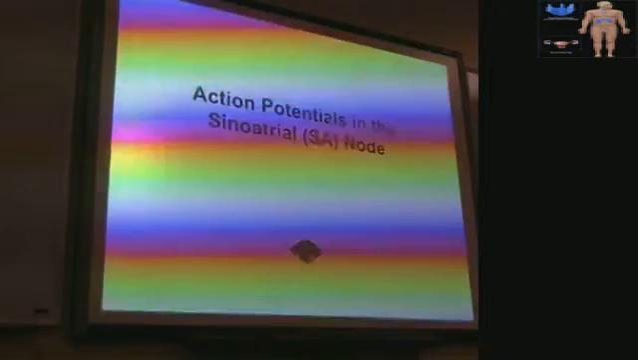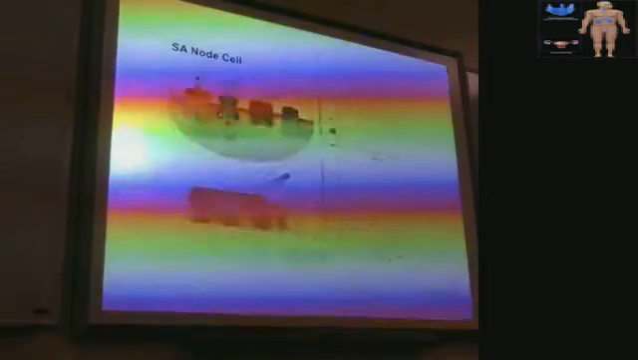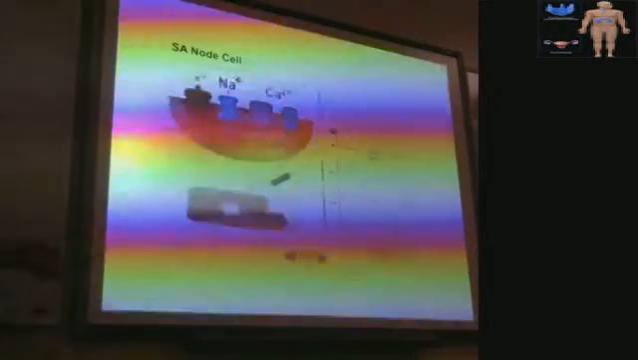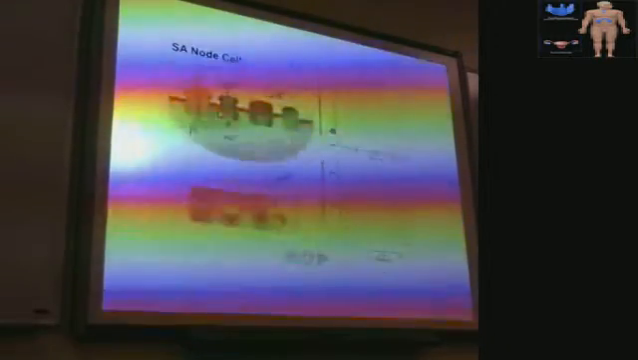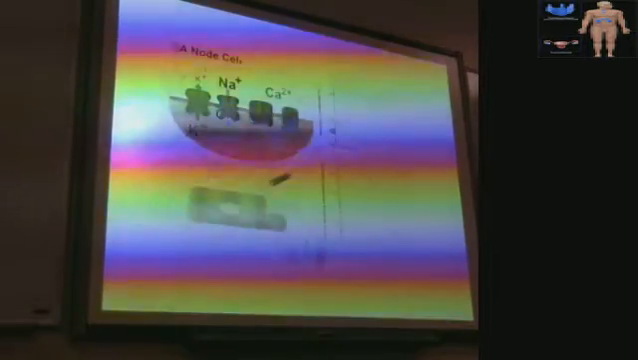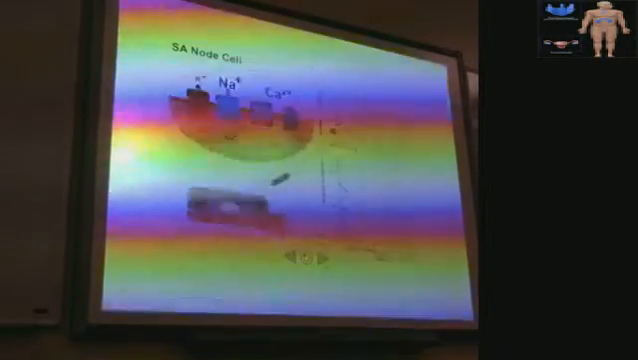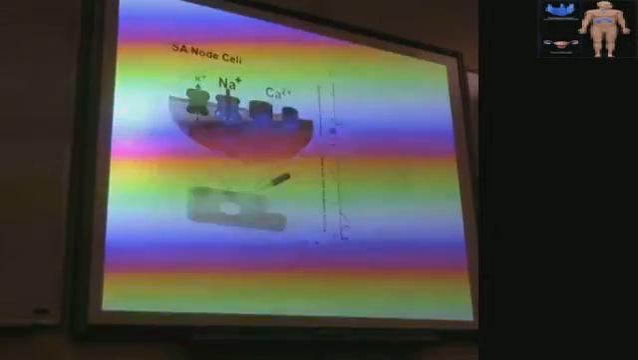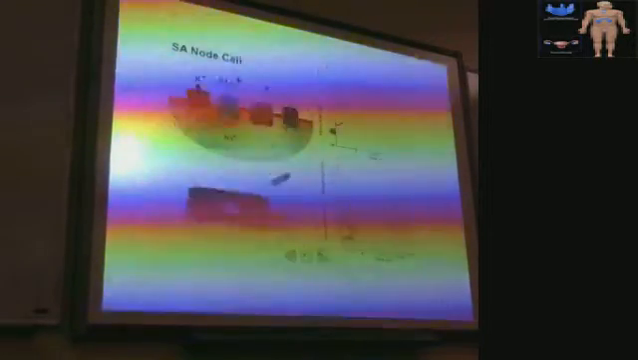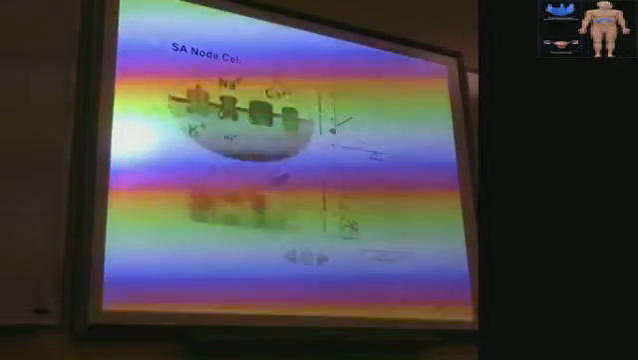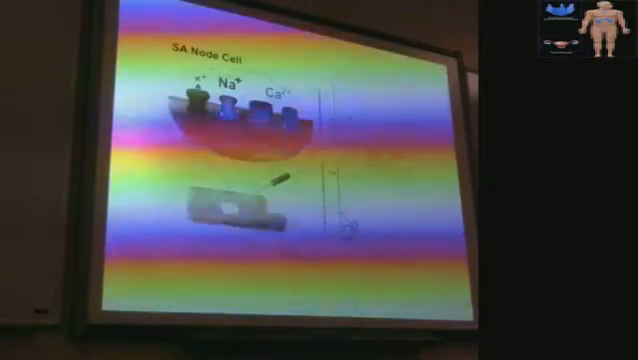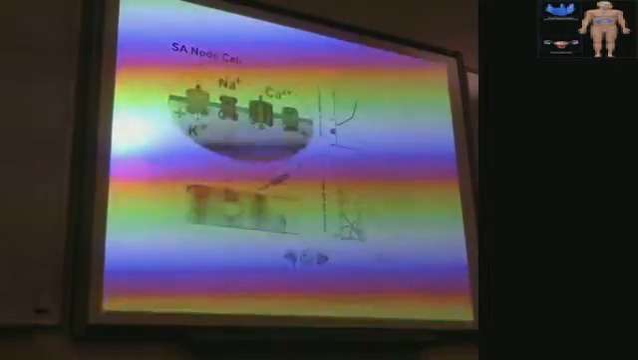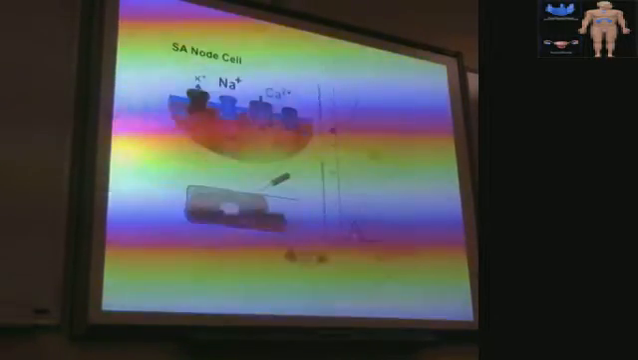So now we're going to look at action potentials in the SA node. This is what happens in the SA node. And what is the SA node? The sinoatrial node is the pacemaker of the heart. Here we see in the pacemaker, the sodium channel opens first. It's the F part of the wave. Then calcium comes in. We've got the T part, the T wave. Then we see this happening right here. We've got the L part of the wave.